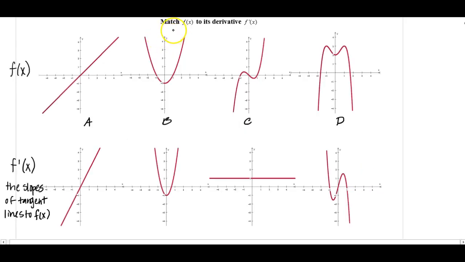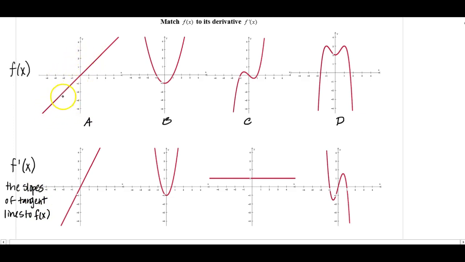Alright, so for this example, what we're being asked to do is match f of x to its derivative f prime of x. So you're going to have to do some labeling. This first row is graphs of f of x, original functions. So we'll call them a, b, c, and d. And we're going to match those graphs to their derivatives in the second row. So all of these are derivative graphs, which, let's remind ourselves, represent the slopes of tangent lines to f of x. So derivative graphs are slopes graphs. So we're going to keep that in mind as we analyze each function f of x.